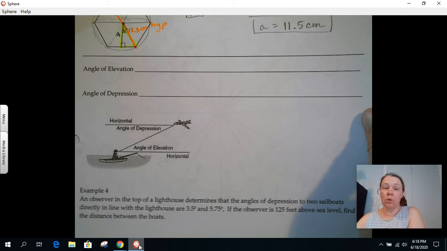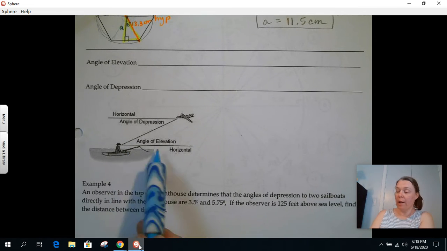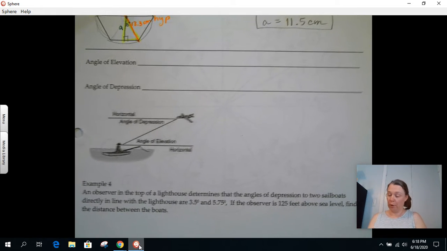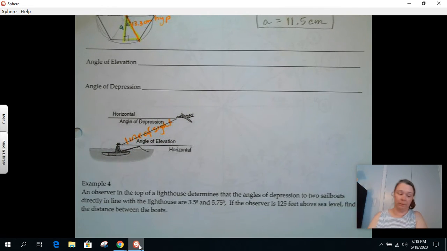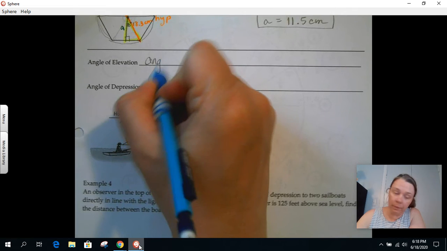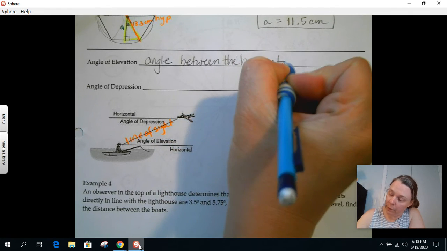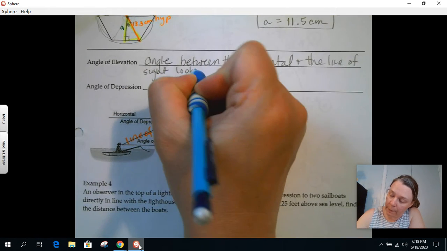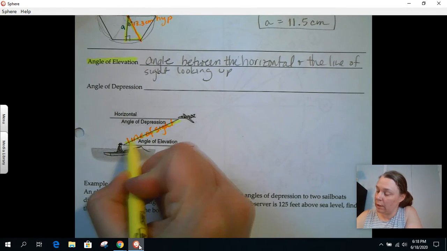Okay, one other thing that we are going to use a lot throughout is this idea of angle of elevation and angle of depression. And here's an example right here. The angle of elevation is the angle between the horizontal and the line of sight. So this right here is our line of sight looking upward. So it's the angle between the horizontal and the line of sight looking up. Okay, so my angle of elevation is this one.